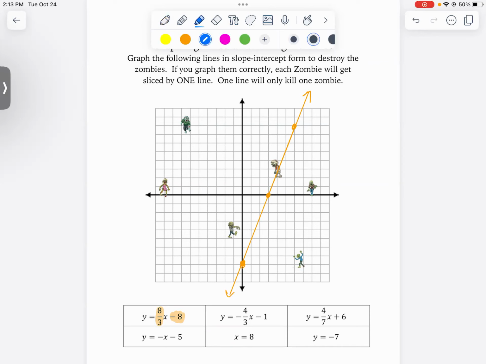If we look at line number 2, we have a negative slope. You are going to start at -1 for your y-intercept because of this number. Your line needs to fall. So you can either go down 4 and right 3, right? Because now we're going to fall. Or you could go up 4 and left 3. And you get this line right here.